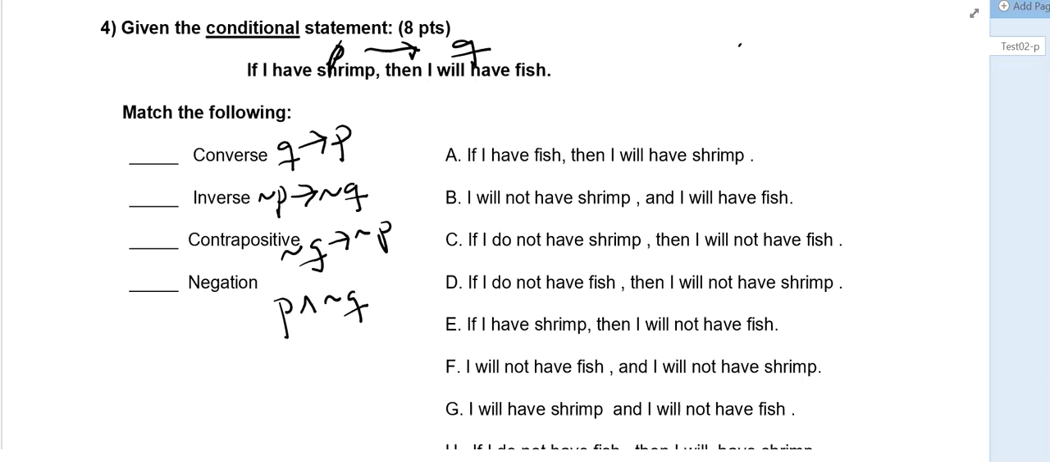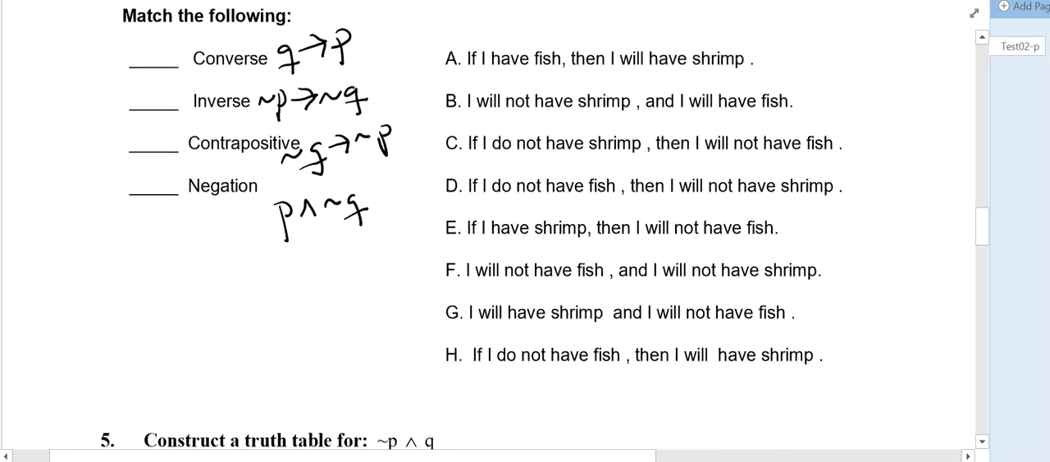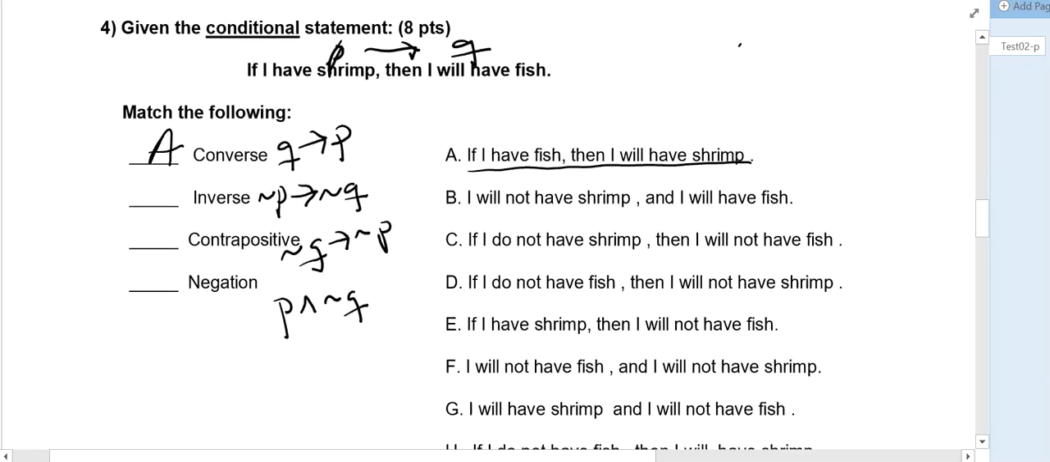So the converse, you switch them around. If I have fish, then I have shrimp. Okay? There it is, right here, right at the top. If I have fish, then I will have shrimp. So A. Inverse, you keep them in place, but you negate them. So if I do not have shrimp, then I will not have fish.